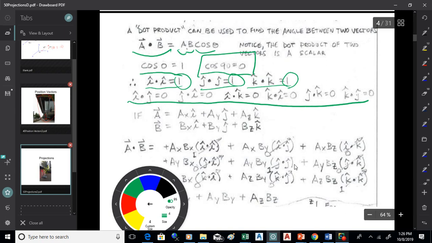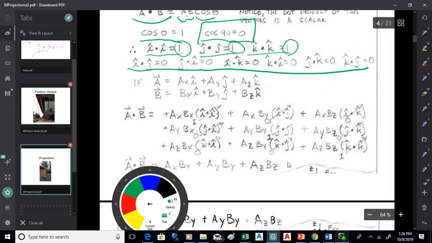So if we're going to dot two vectors together, we would use the distributive property and dot every component of A with every component of B. So we'll get AX BX, i dot i, AX BY, i dot j, AX BZ, i dot k. Then we'll go AY BX, j dot i, AY BY, j dot j, AY BZ, j dot k. AZ BX, k dot i, AZ BY, k dot j, and AZ BZ, k dot k.